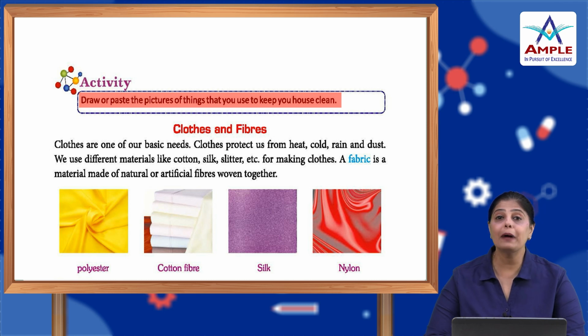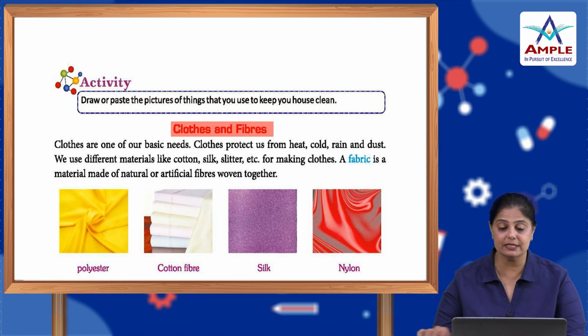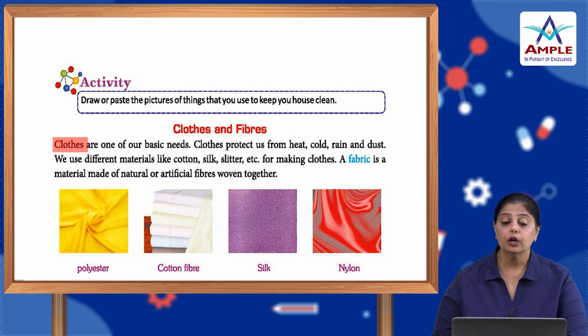Now, moving from houses to clothes and fibers. Now, why are clothes important? They protect our body from the different types of weather, from insect bites, animal bites. Clothes are one of our basic needs. Clothes protect us from heat, cold, rain and dust. We use different materials like cotton, silk, leather, etc. for making clothes. A fabric is a material made of natural or artificial fibers woven together.